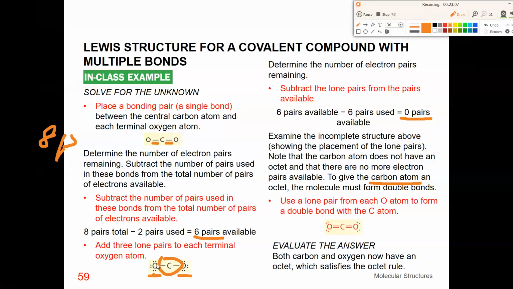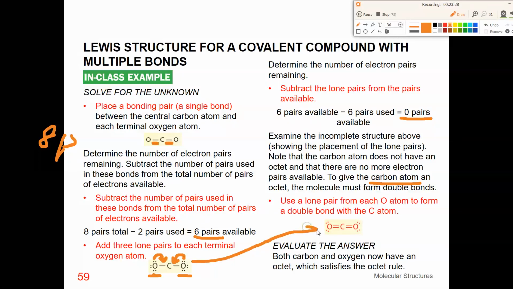So we need to move some lone pair around oxygen to between oxygen and carbon. You need to move this one between oxygen and carbon to form double bonds. So if we move this here, we got here. So now carbon, central carbon has 4 pairs, 8 electrons.